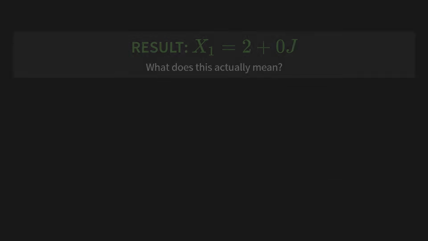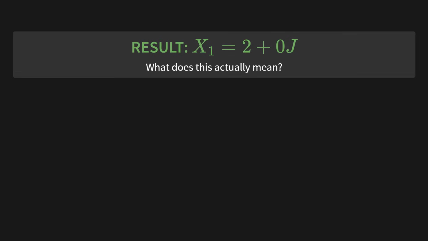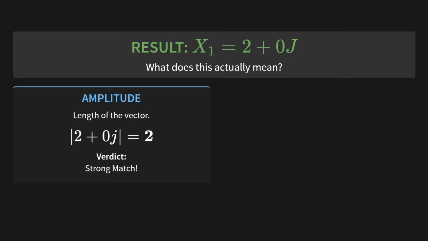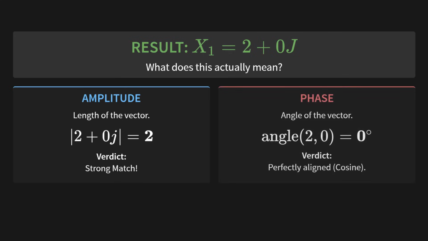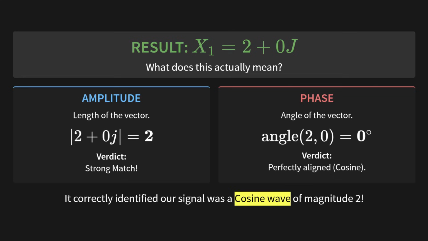Okay, fantastic. But what does this actually mean? We got a complex number, 2 plus 0j. Let's translate that. First, the amplitude. That's just the length of this complex vector. The absolute value of 2 plus 0j is simply 2. What's the verdict? Phase. This is the angle of the vector. The angle of a number sitting on the positive real axis is 0 degrees. The verdict? It's perfectly aligned. The algorithm correctly identified our signal was a cosine wave with a magnitude of 2.